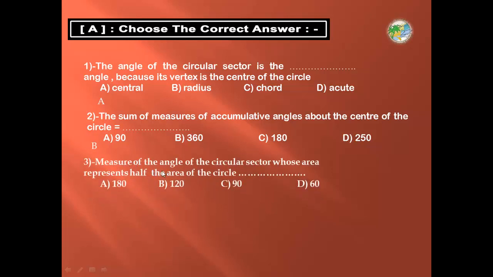Measure of the angle of the circular sector whose area represents half the area of the circle. If the area of the sector is half the area of the circle, then the measure of the angle equals what? The total measure of the accumulative angles was 360, then half of 360 is 180. Fine.